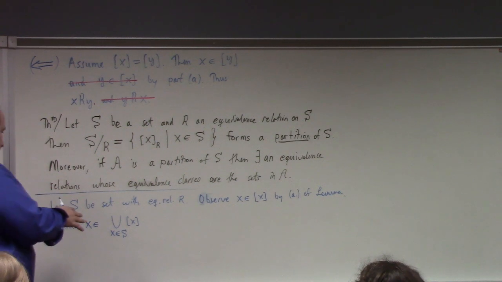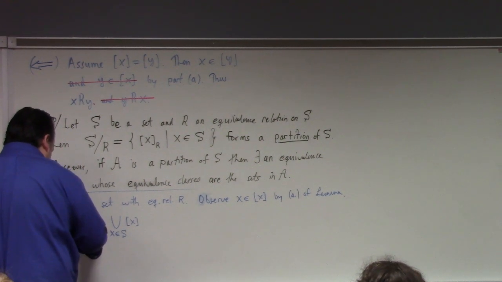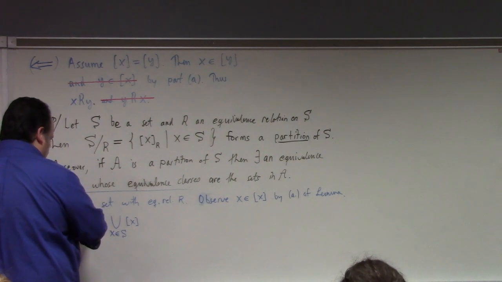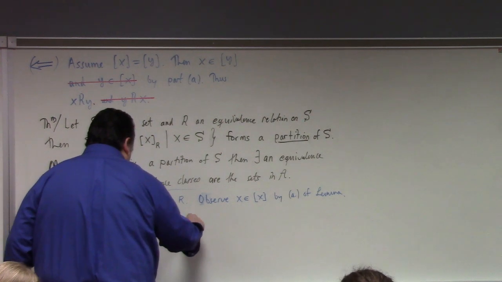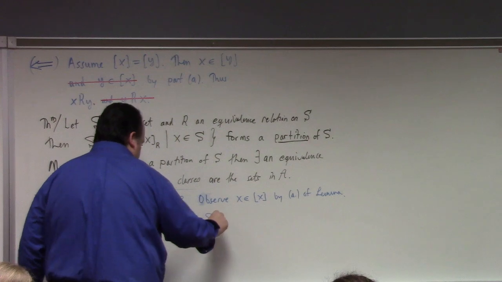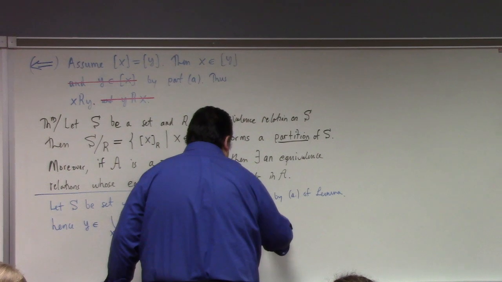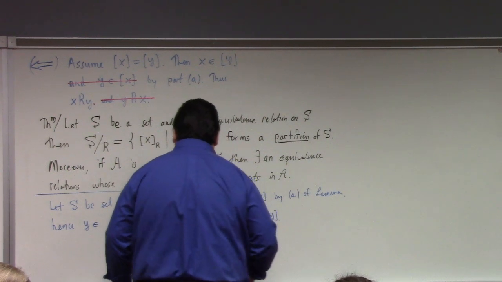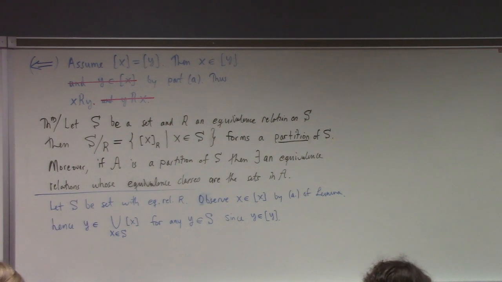By part A of the lemma, y is an element of this union for any y in S, since y is an element of its own equivalence class. In other words, I can take the case x equals y, and it's clearly in that union, right? Okay, anyway, let me not belabor this point, but it's not particularly difficult.